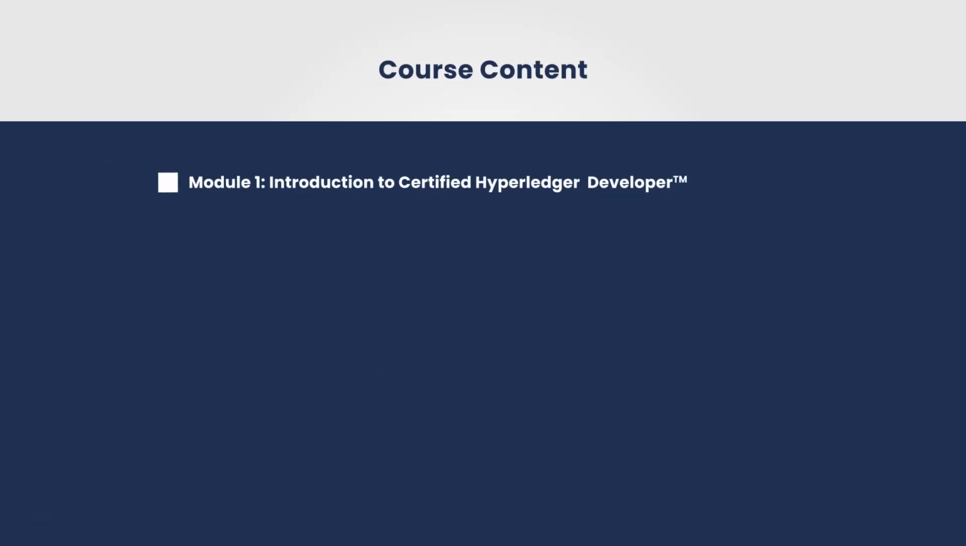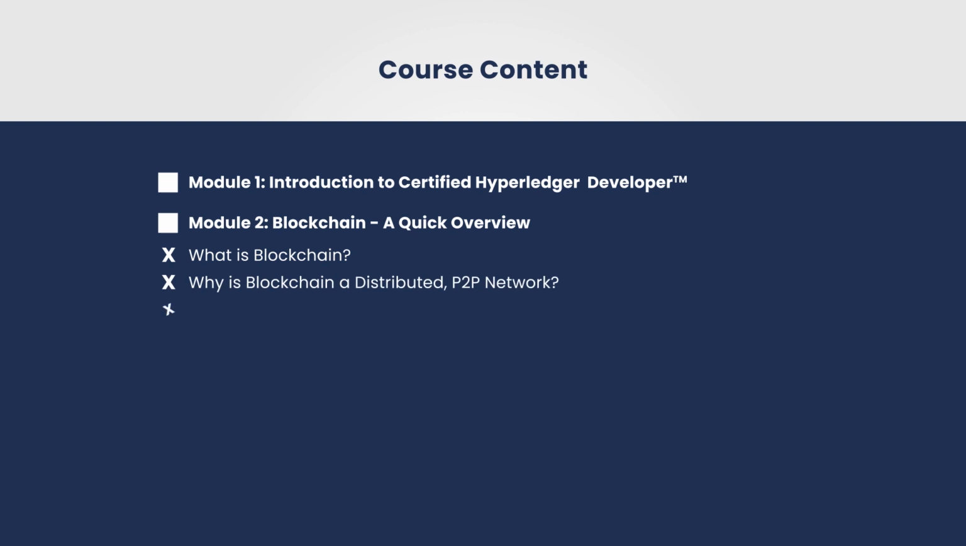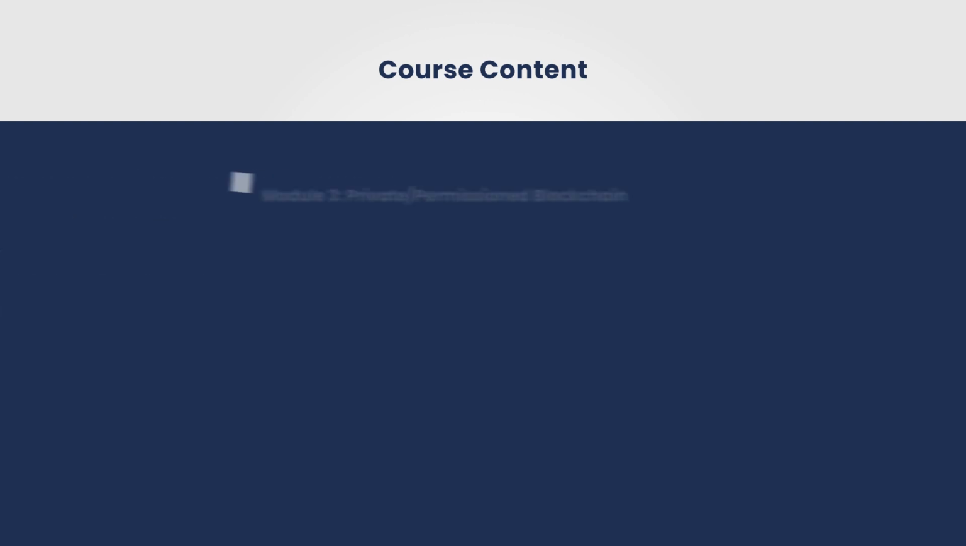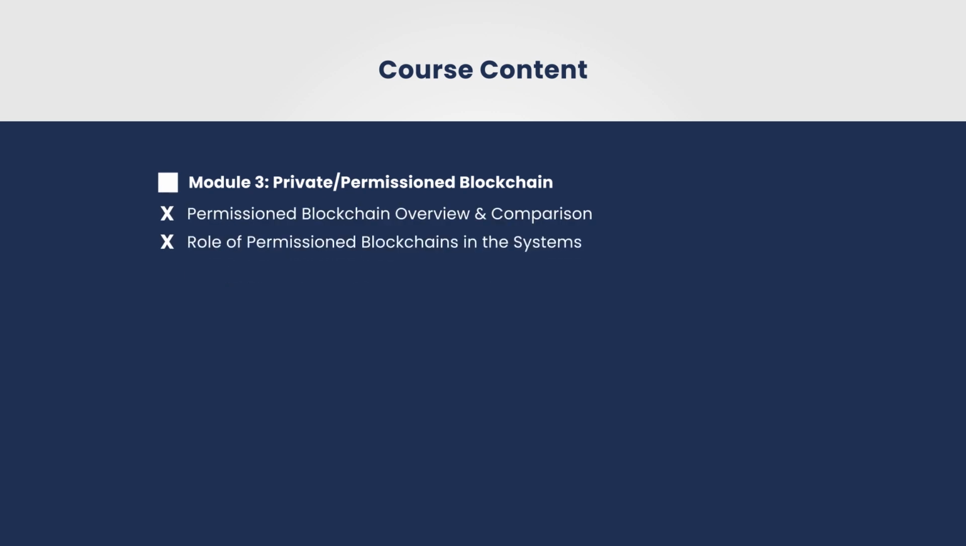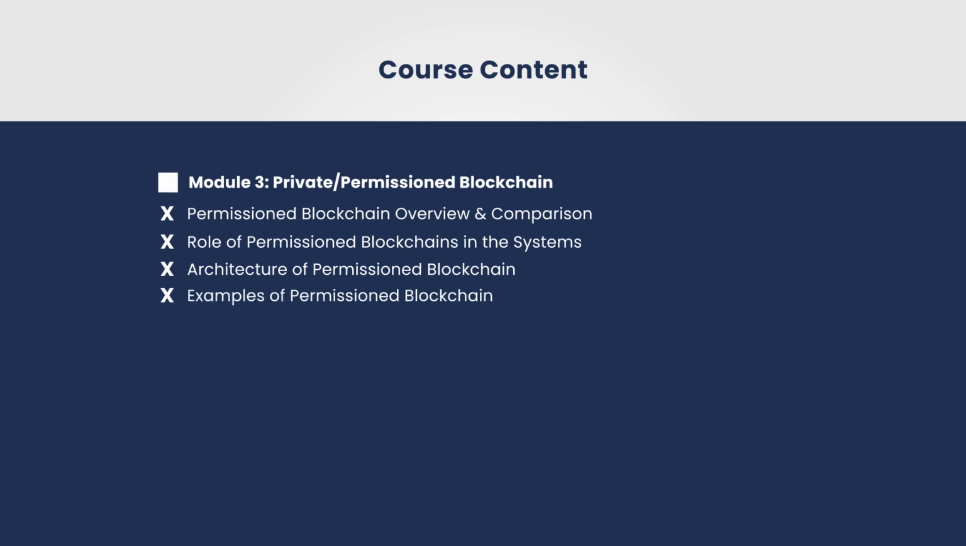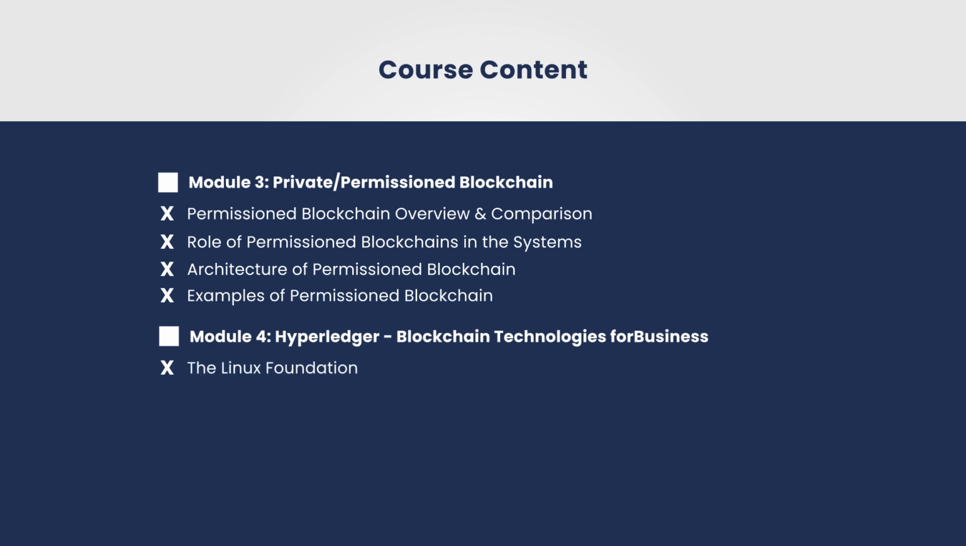The certification will be structured in the following way. We will start the second module with an overview of blockchain, covering what this technology is all about, why it is distributed, P2P network, and types of blockchains. In the third module, we will discuss permissioned blockchain in detail, covering its architecture, its role in the system's engineering lifecycle, and its examples. In the fourth module, we will discuss Hyperledger, where we will talk about the Linux Foundation and cover what exactly Hyperledger is, Hyperledger design philosophy, why we need Hyperledger, and how it works. Moreover, we will also talk about its advantages and disadvantages.